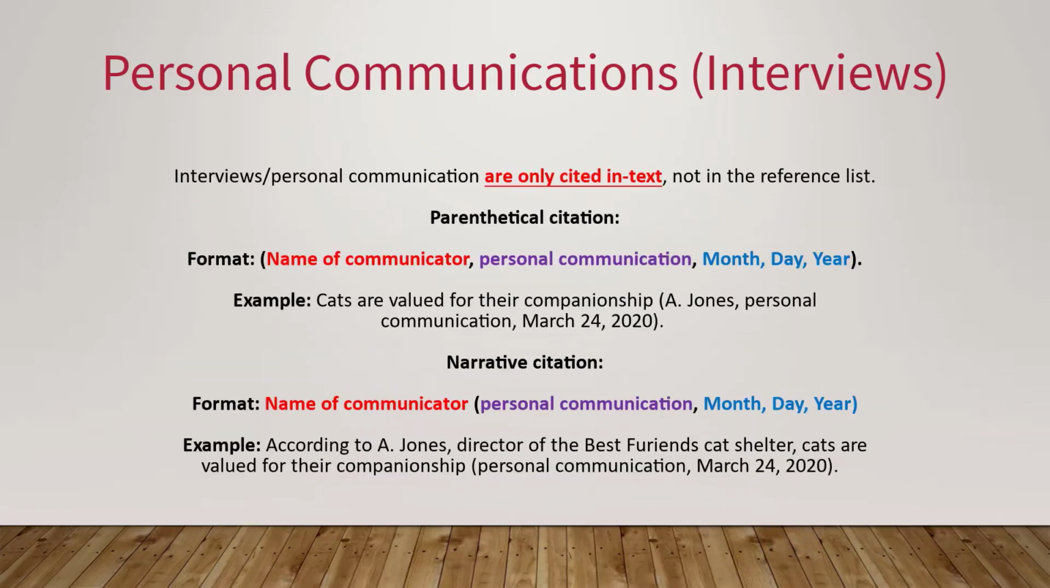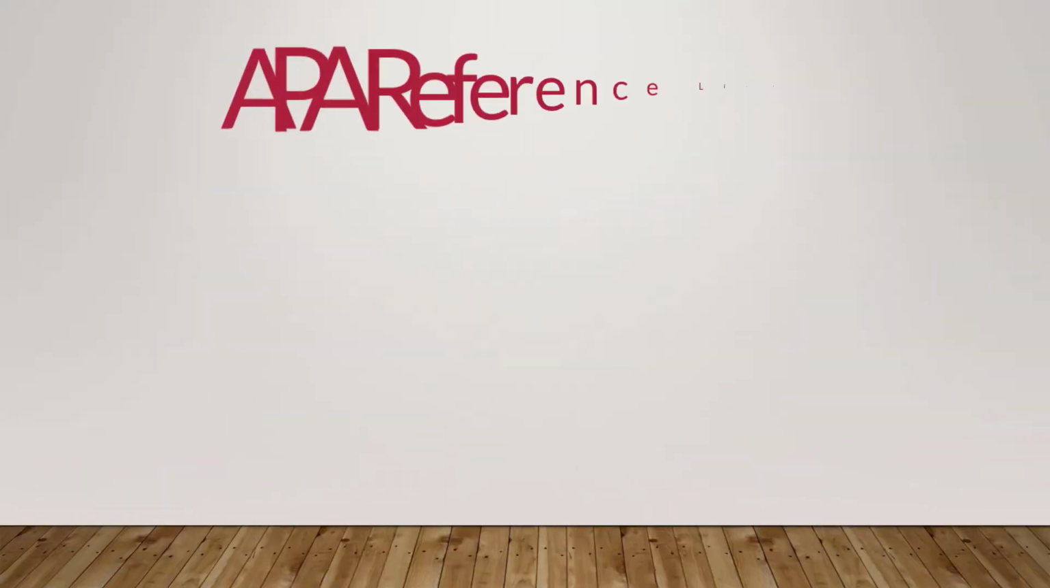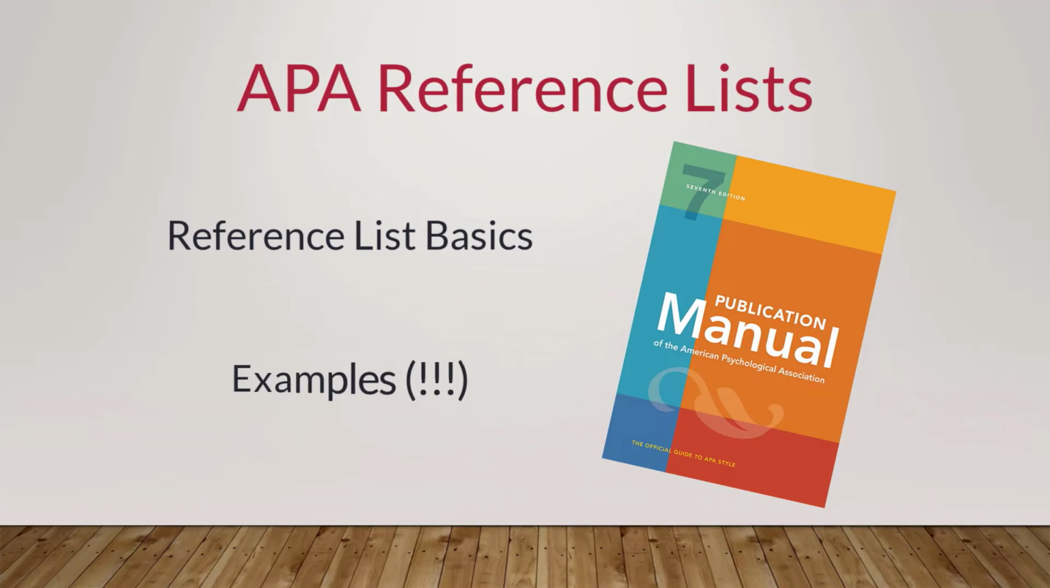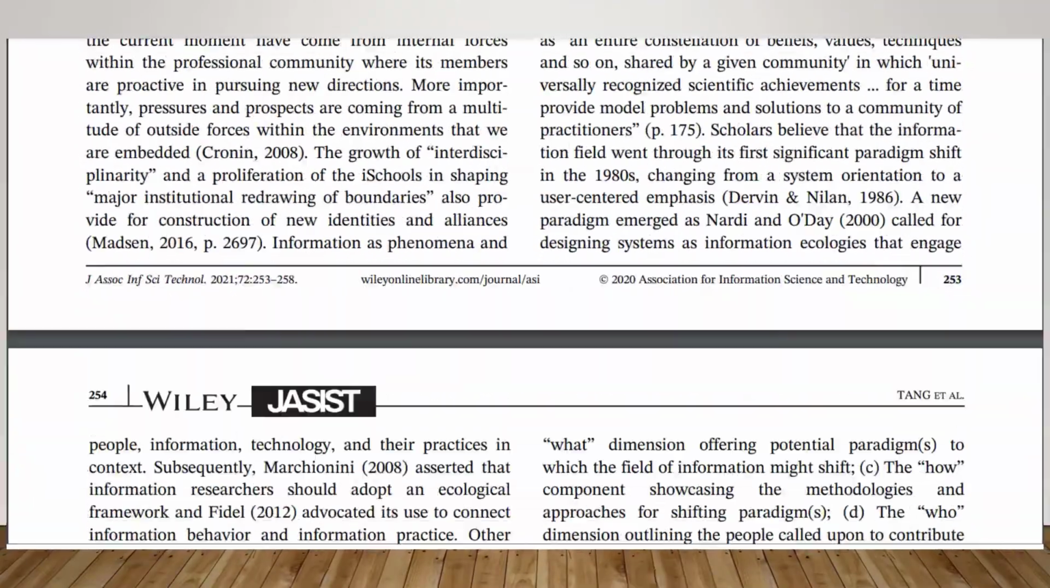To cite an interview, email, or other form of personal communication, include the first initials and last name of the person you communicated with, the phrase personal communication, and the date. In this tutorial, we will be covering the basic elements of an APA reference list and a variety of examples. APA reference list, the basics.